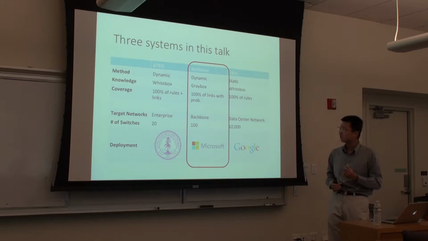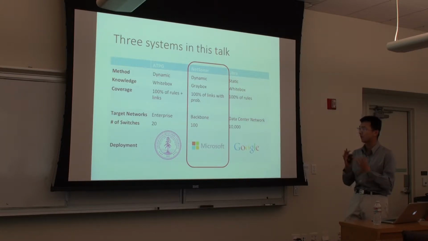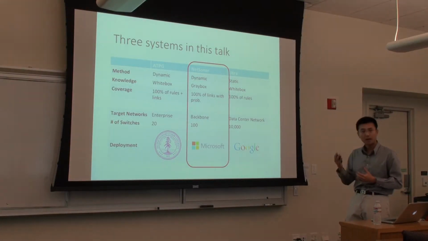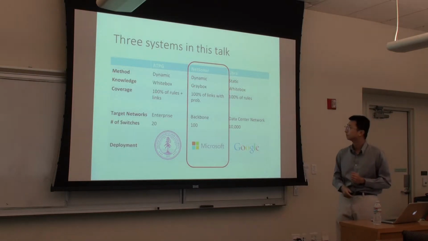The second tool is called NetSonar. NetSonar is a dynamic gray box tester that covers 100% of links with probability. NetSonar is designed for backbone networks consisting of roughly 100 devices. And we have deployed and evaluated NetSonar on Microsoft's Interdata Center platform.